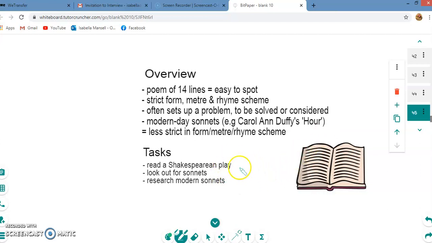So yeah, you might want to go and think about some of these tasks that I mentioned today, but I hope my lesson has clarified what a sonnet is, and in particular, a Shakespearean sonnet.